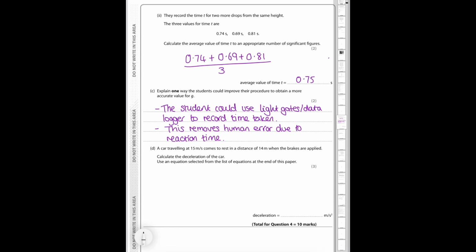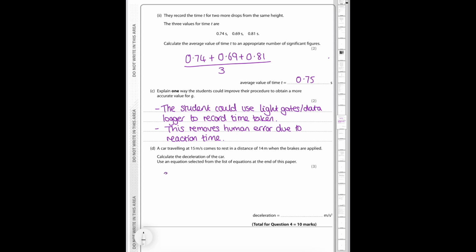Now, for the next part of the question, we're told a car travelling at 15 metres per second comes to rest in a distance of 14 metres when the brakes are applied. Calculate the deceleration of the car. Use an equation selected from the list of equations at the end of the paper. So remember, you do have those list of equations at the end.